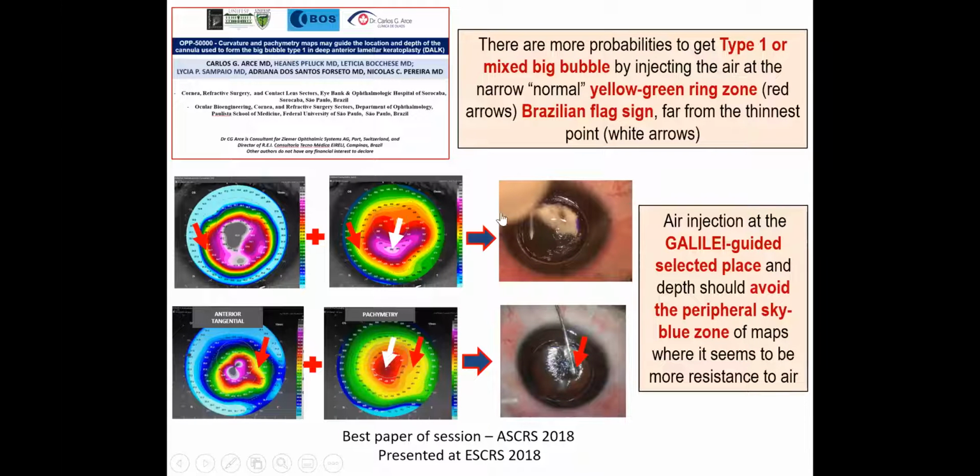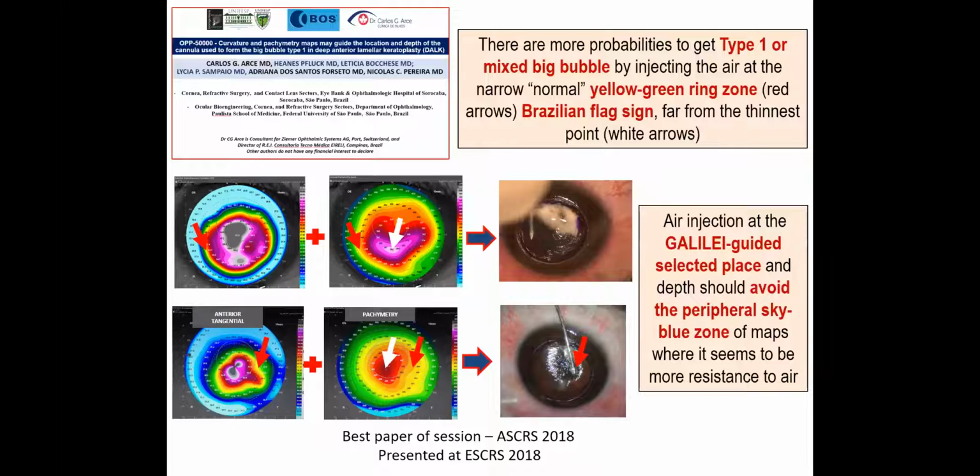Okay? But the lesson here to take home is that the tip of the needle to inject the air has to be in the Brazilian flag sign here, in the yellow, green, and beginning of the dark blue area, okay? If you inject the air in the light blue zone, you are going to have more resistance to the air and much more chance of the air going down and detaching the Descemet.